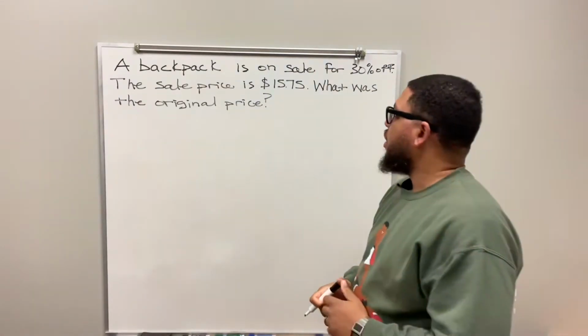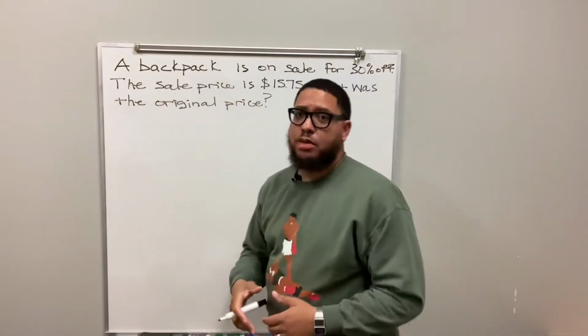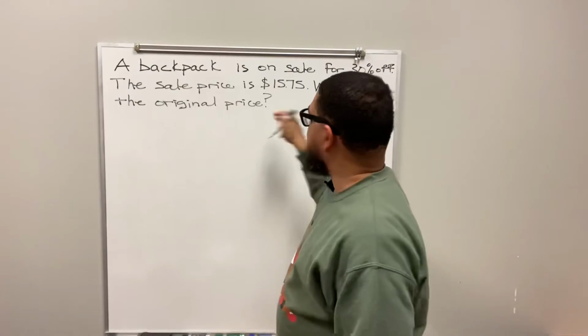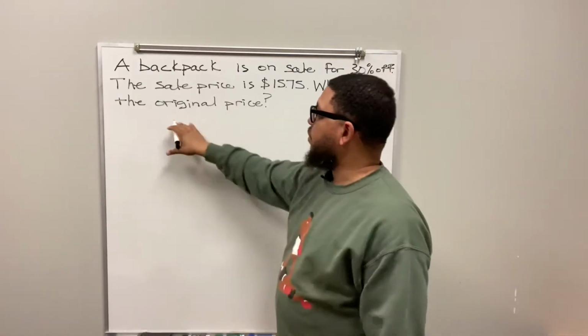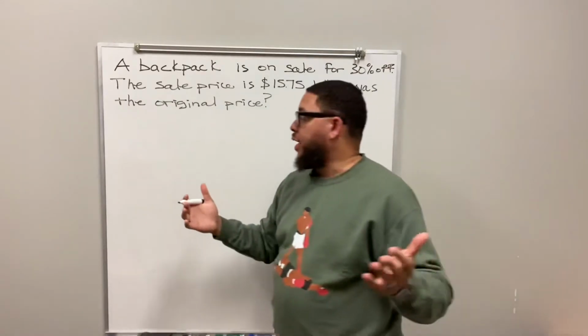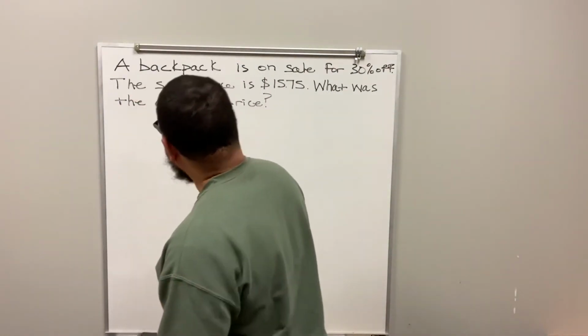All right, so what you want to do is pick a variable that represents the original price, because that's what we're looking for. We're looking for the original price. All right, what was the original price? Now, you can pick any letter you want. I'm going to just pick B, right? Because B stands for backpack. So I got the original price, right?